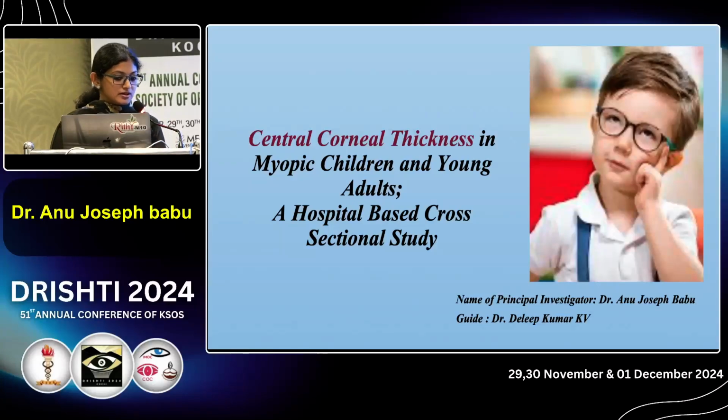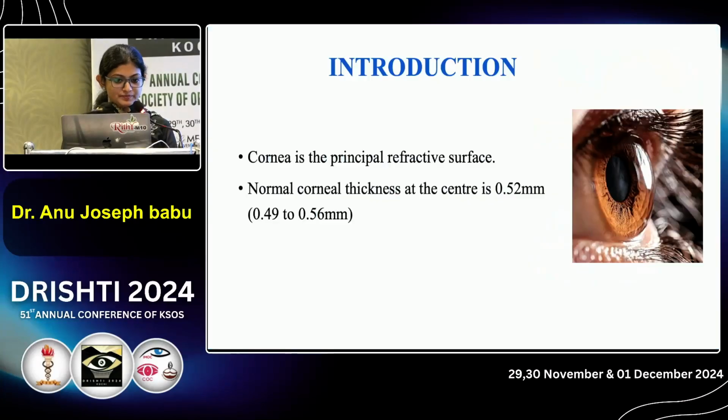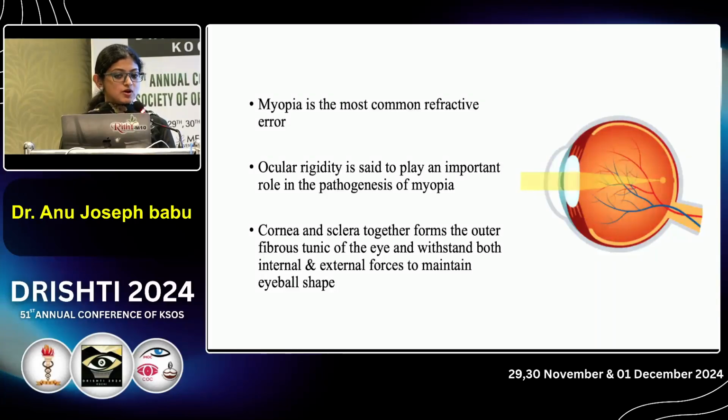Good afternoon all. My topic of presentation is central corneal thickness in myopic children and young adults, a hospital-based cross-sectional study. Coming to the introduction, cornea is a principal refractive surface. Normal corneal thickness at the center is 0.52 mm. It ranges from 0.49 to 0.56 mm. Myopia is the most common refractive error. Ocular rigidity is said to play an important role in the pathogenesis of myopia.